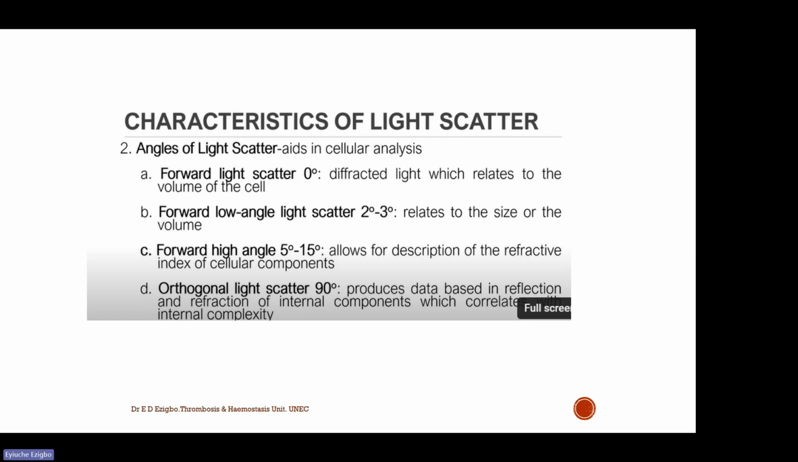Orthogonal light scatter at 90 degrees produces data based on reflection and refraction of internal components, which correlates to internal complexity. So this will help them sort out cells into monocytes, and so on, you should know.